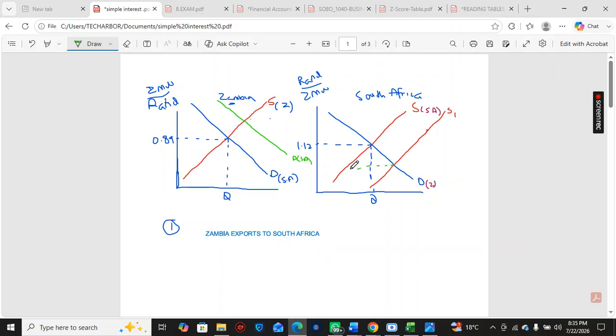So in this case, from 1 rand equaling 1 kwacha 12 ngwe, it might drop down to 1 rand equals 0.9 kwacha. Meaning the rand has depreciated in relation to the kwacha. 1 rand initially was 1 kwacha 12 ngwe, now it's 0.9 kwacha. Then on the Zambian side, the kwacha will appreciate.